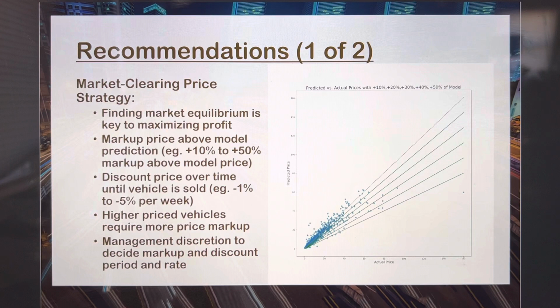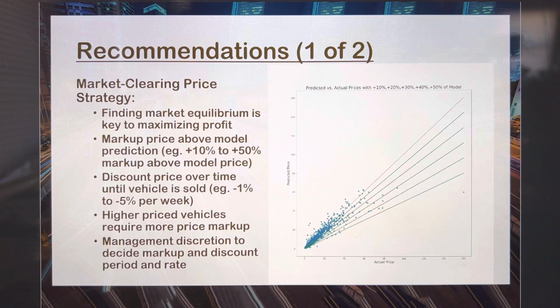So that's where this markup is important, because the green diagonal lines that go down towards the x-axis represent the markup of 10, 20, 30, 40, and 50% above the model price. And that's a way of capturing these more expensive vehicles and where our model is under predicting actual price.